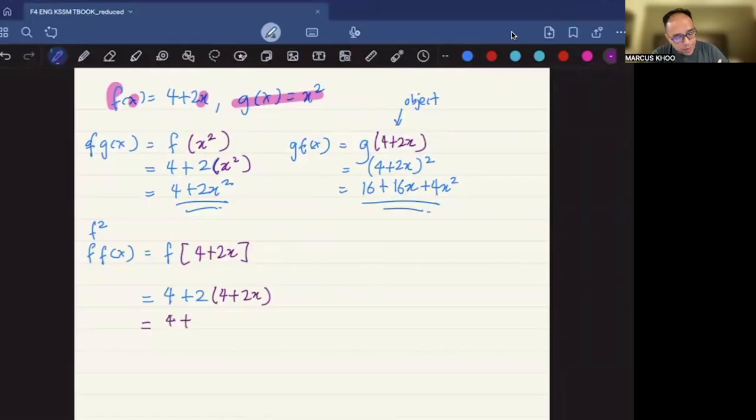So 4 plus 8 plus 4x. Okay, let's solve this. This would be 12 plus 4x. Simple. Well, simple lah.